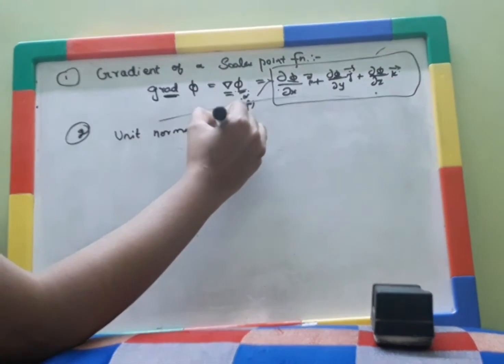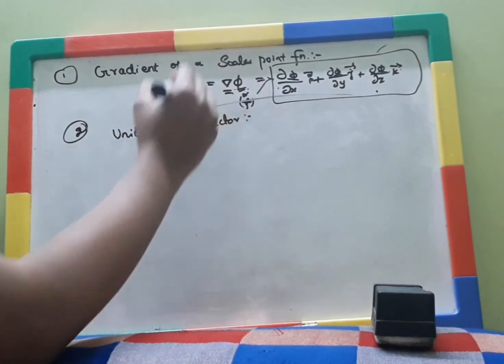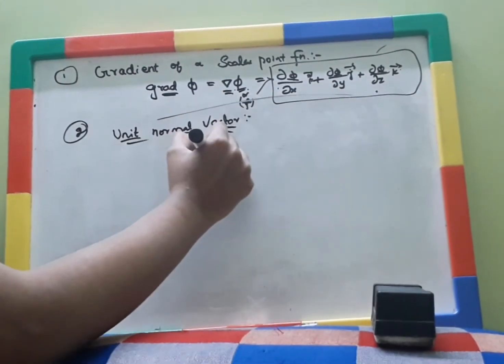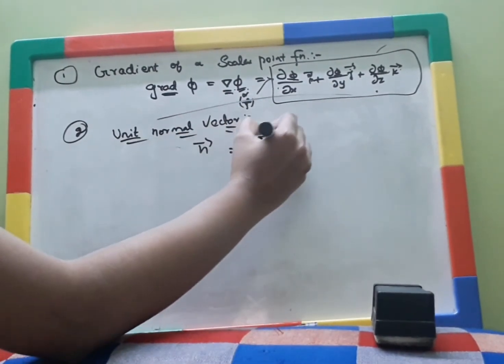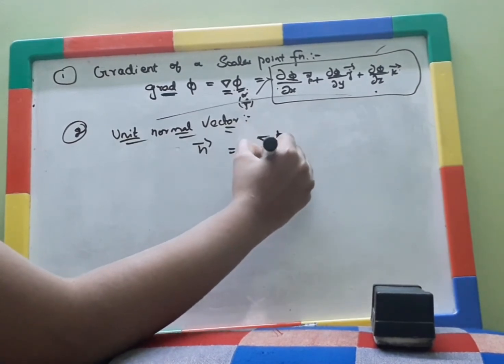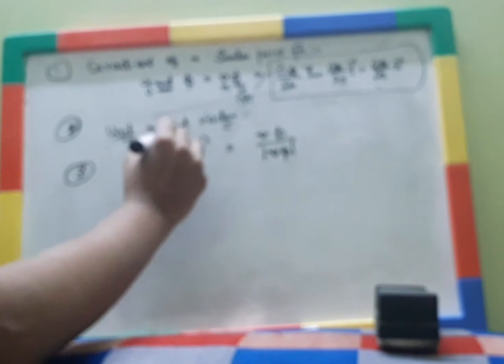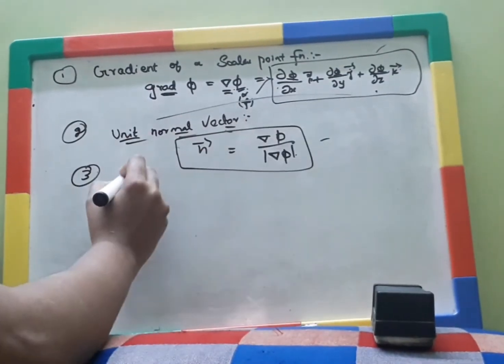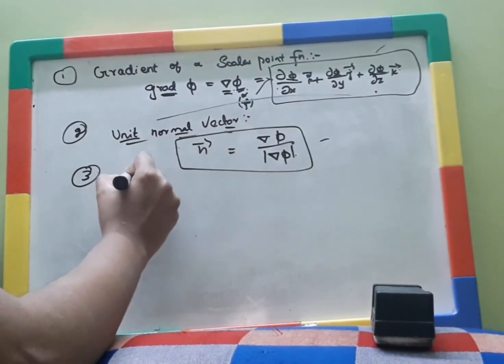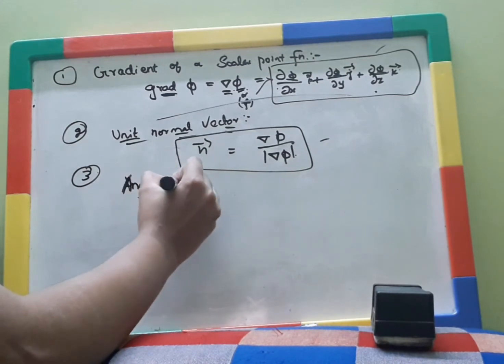Second, we are going to see the unit normal vector. The unit normal vector, we consider as an n vector, equals del psi by mod del psi. This is the formula of the unit normal vector.